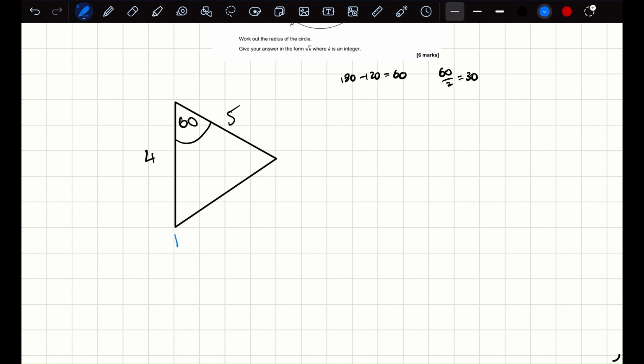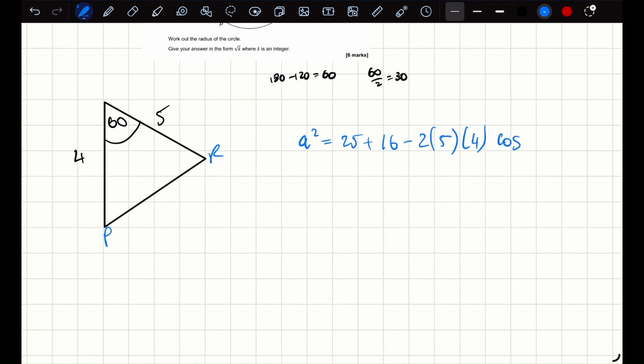So A is this side over here. We want to find this side. This is PR. So this is our A. So A squared equals B squared plus C squared minus 2BC cosine A. B and C, they're interchangeable. It doesn't matter which one you pick. So I'm going to make B equal to 5 and C equal to 4. So B squared is 25, plus 4 squared, which is 16, minus 2 times 5 times 4, cosine of A. So cosine of 60 degrees, because 60 is the angle opposite the side that we're trying to find.